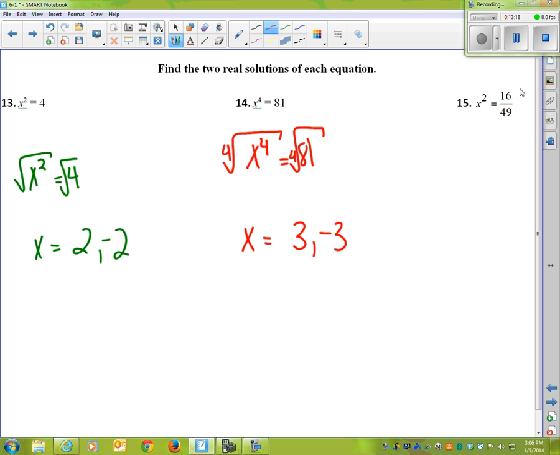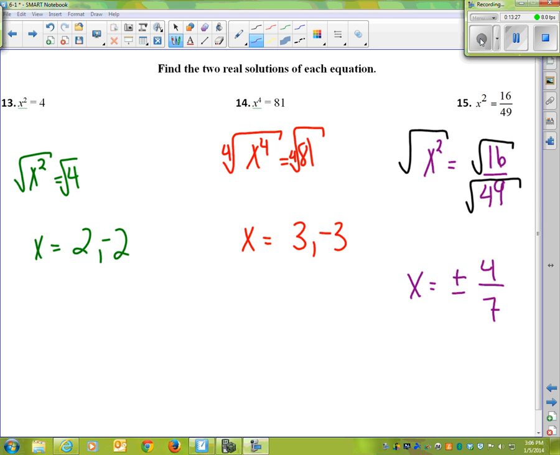All right, go ahead and do number 15. To square root, just remember, do the top and the bottom separate. Push pause and check your answer. All right, there's my work, and I got plus or minus 4 over 7.